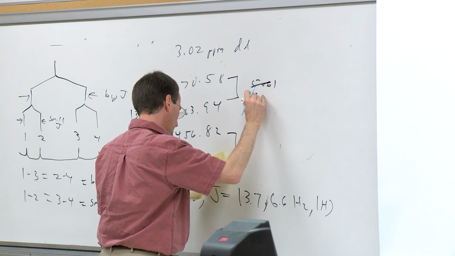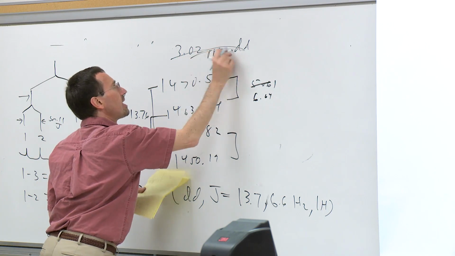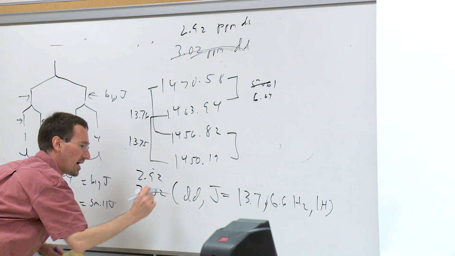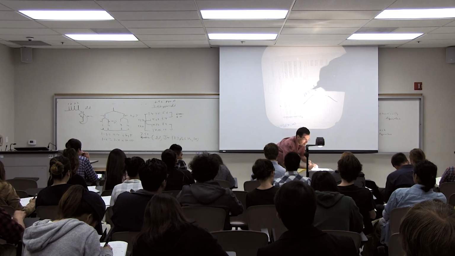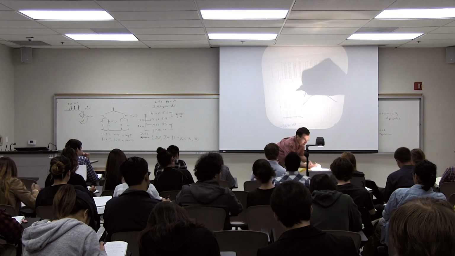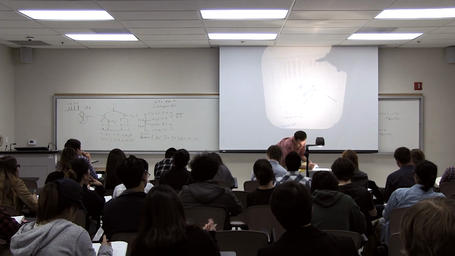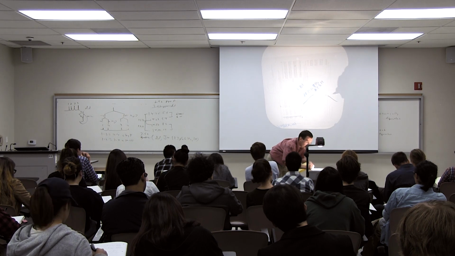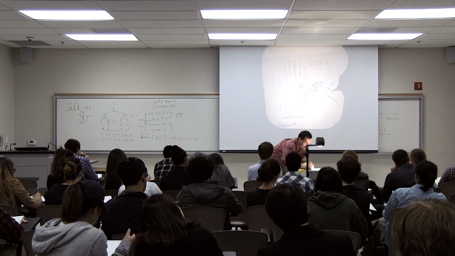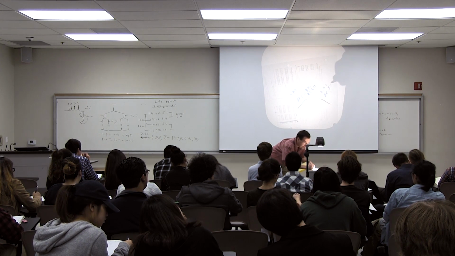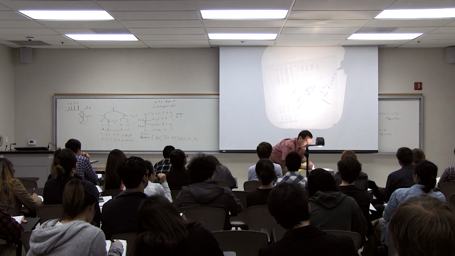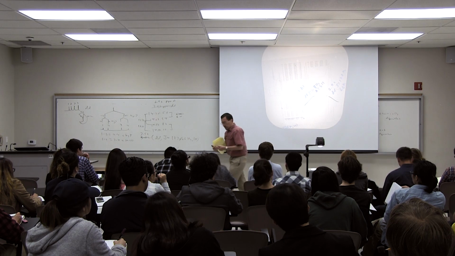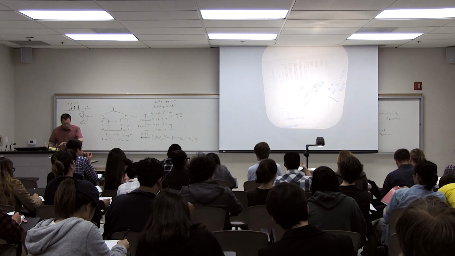Oh, I know what I did. I did this. That's for the 2.92 ppm DD, so I'm just going to change that to 2.92. And so coming back and finishing up here, this peak here at 3.03 is a DD, J equals 13.7 hertz, 5.6 hertz. And this peak over here at 2.92 is a DD, J equals 13.8 hertz, same value within the limits of experimental error, and 6.6 hertz, different value.